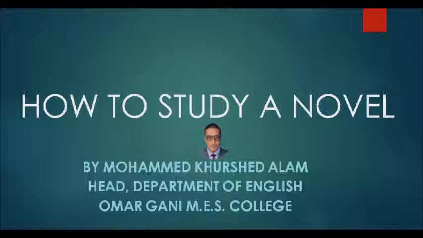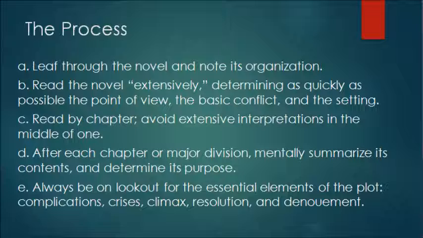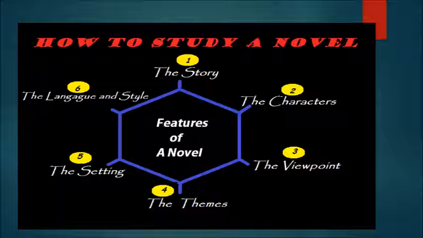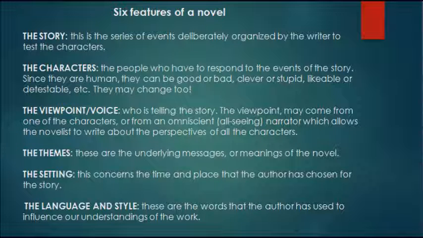Today I would like to discuss a core question: how to study a novel with reference to Silas Marner by George Eliot. A novel is a creative work of art that portrays imaginary characters and actions similar to those of real life. Whenever we go through it, we should try to understand its organization without disrupting the pleasure by searching for extended interpretation. Just mentally summarize the content and try to determine the purpose.